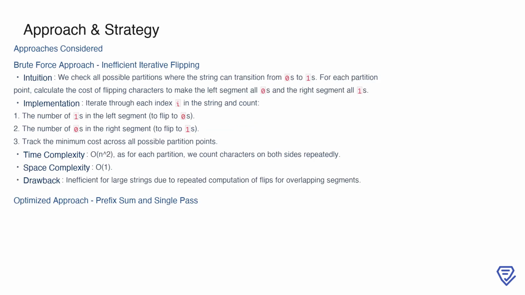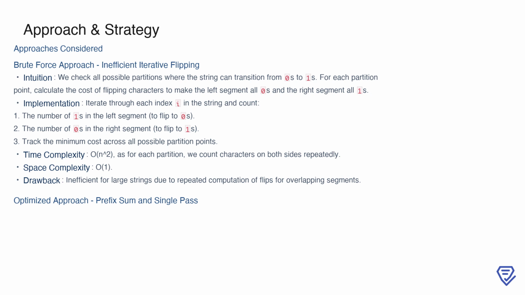To tackle the problem of flipping a binary string to make it monotone increasing, let's first consider a brute force approach. The idea is to evaluate all possible points in the string where we could partition it into 2 segments. For each partition point, we would calculate the cost of flipping characters to ensure that all characters in the left segment are 0s and all characters in the right segment are 1s. Specifically, this involves counting the 1s in the left segment that need to be flipped to 0s, and the 0s in the right segment that need to be flipped to 1s.